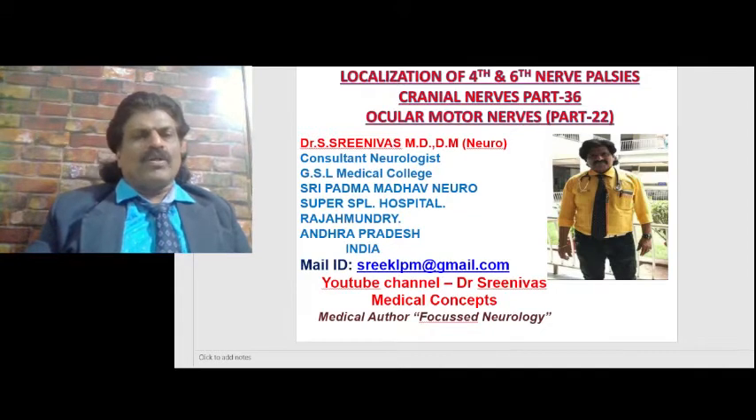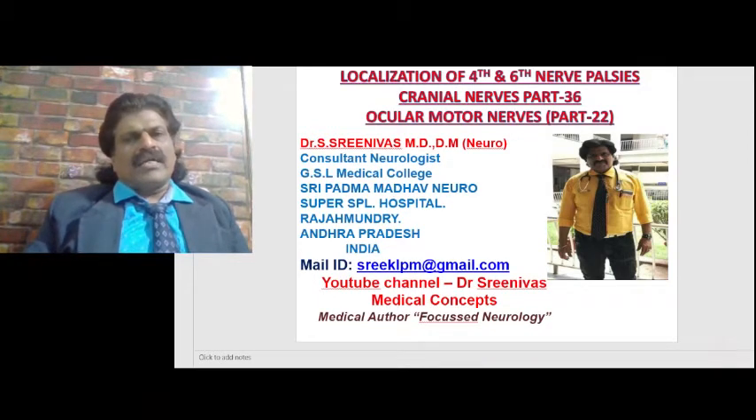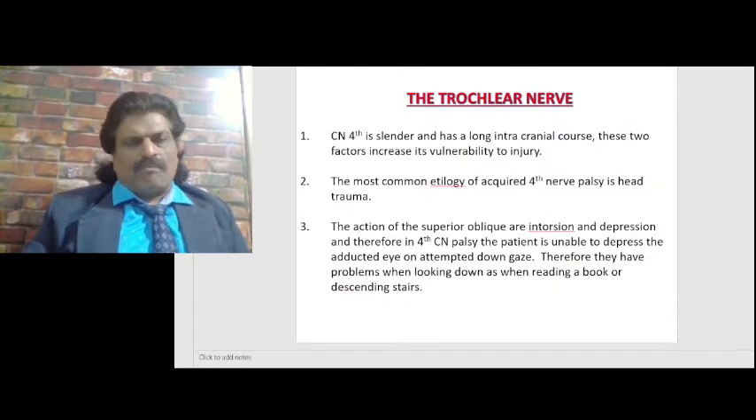Today we are going to talk about a very interesting topic, localization of 4th and 6th cranial nerves. Cranial nerves part 36, oculomotor nerves part 22. The localization of the 4th and 6th cranial nerve palsies.